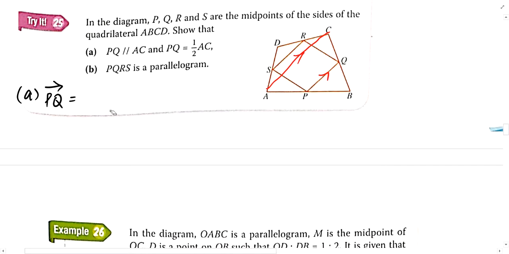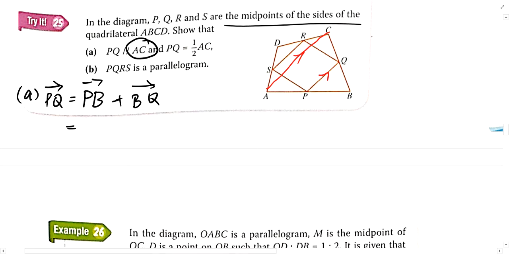So PQ, from P to Q, most of you start off with P to B, then B to Q. That's good. Now we need to make use of this information. These points are the midpoints of the quadrilateral. So instead of writing PB, I want to rewrite it such that in the end, I will be able to relate it to AC. So PB is actually half of AB, because it's the midpoint. Then BQ is half of BC.